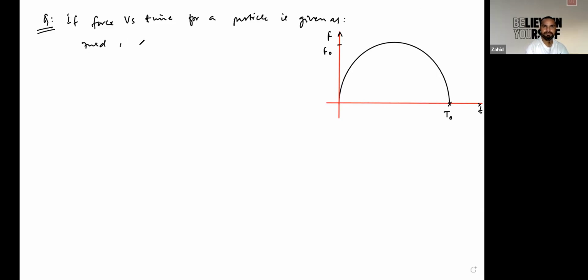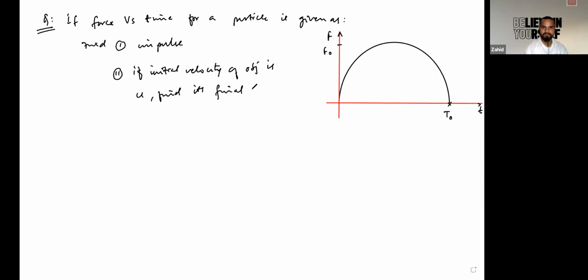Find, first, the impulse. Second, if the initial velocity of the object is u, find the final velocity if the mass of the body is m.